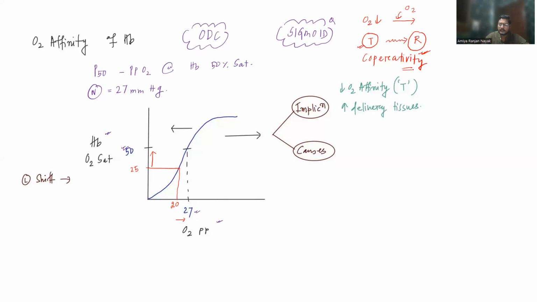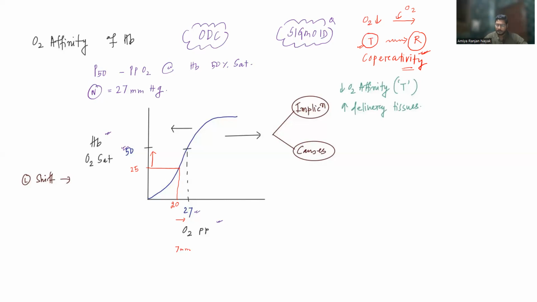So what this cooperativity does is, once you add some oxygen, this hemoglobin will tend to take up more and more oxygen because it has become relaxed. So the oxygen saturation increases rapidly. This is just an example: a change of only 7 millimeter of mercury in the partial pressure of oxygen increases oxygen saturation by 25%. That is why the shape is sigmoid.